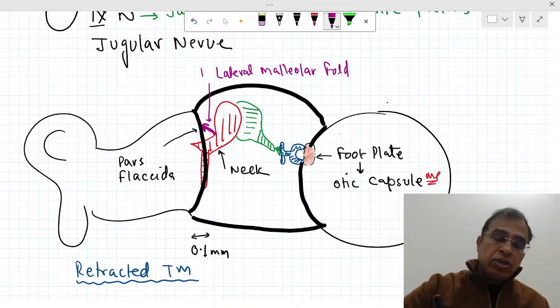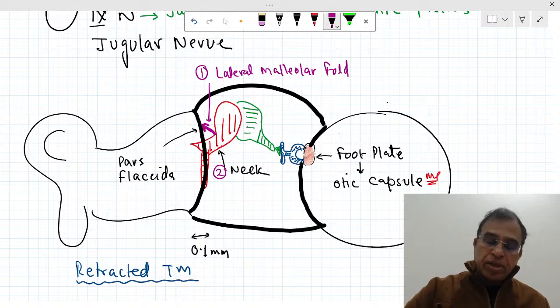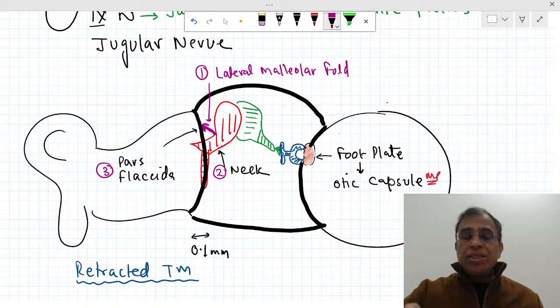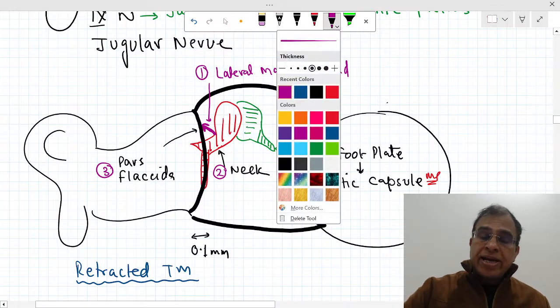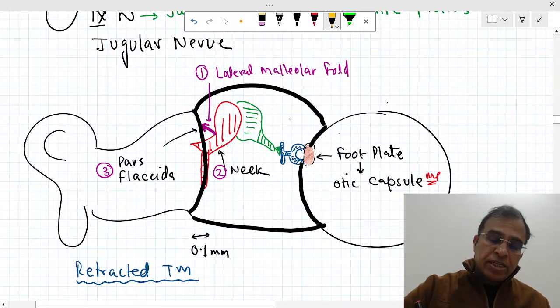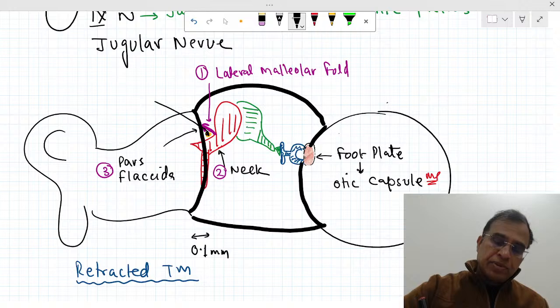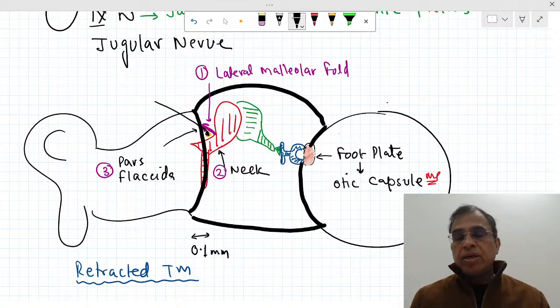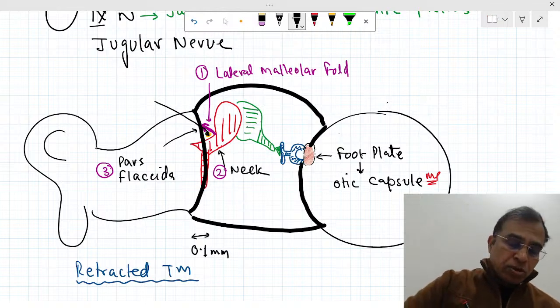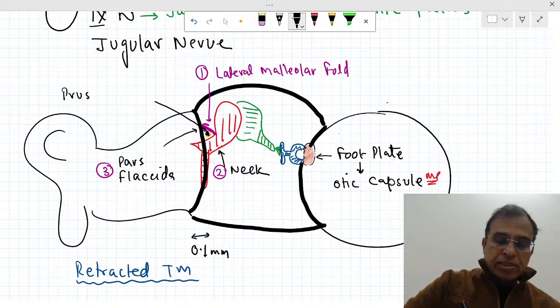Okay. So in this image, you can see 3 names. You can see the lateral malleolar fold, 1st name. You can see the neck of malleus, 2nd name. You can see pars flaccida, the 3rd name. Now between these 3 names, you can see there is a tiny little space, which I am shading with yellow. This space has a name. What is the name of this space between the lateral malleolar fold, neck of malleus and the pars flaccida? This space is called the Prussak space.